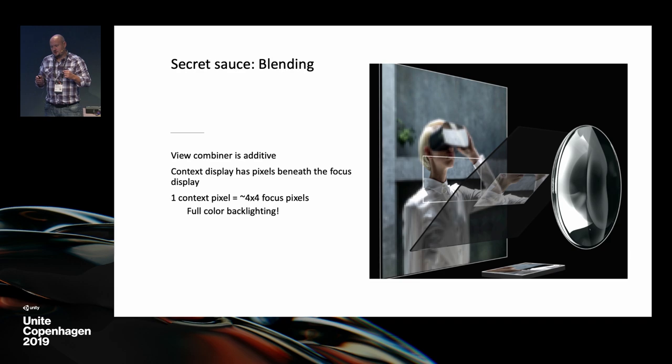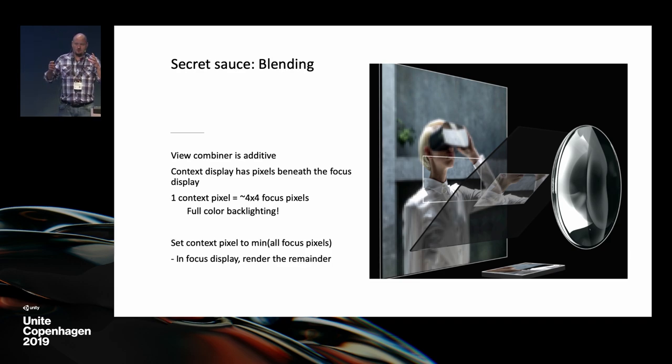So the algorithm we use looks something like this. For each context display large pixel area, we take those 4x4 pixels in the focus region, and for each color component, we find the minimum color value, because the focus display cannot render negative colors. We use that minimum color value for each 4x4 area as the context display pixel, and then in the focus display, we render the remainder. This way, the result looks seamless across both displays.